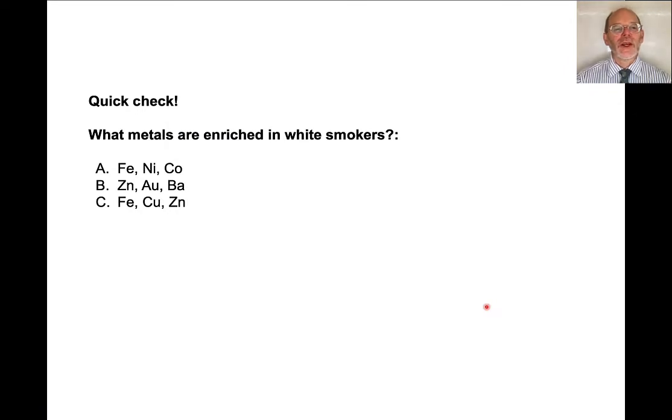Okay, quick check. Which metals are enriched in white smokers? The answer here is zinc, gold, and barium. Remember that iron and copper are precipitated in the subsurface before the white smokers are expelled. And nickel and cobalt are not the most important elements that are enriched in these systems.